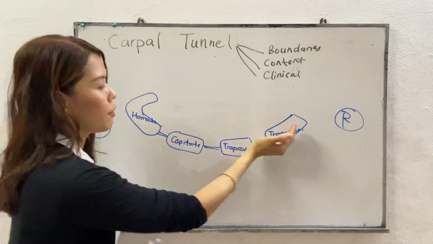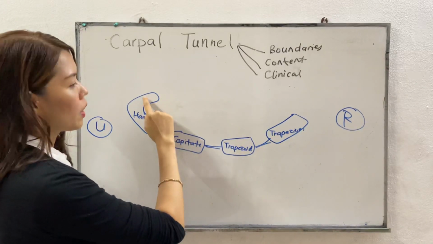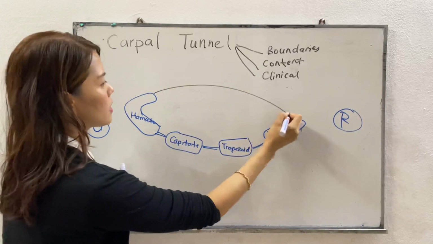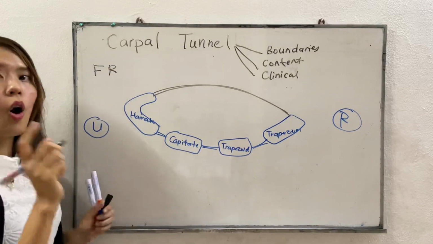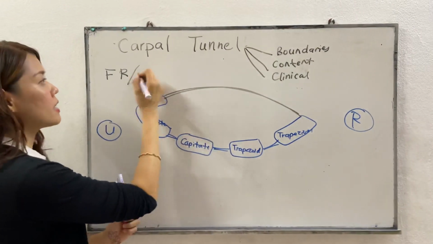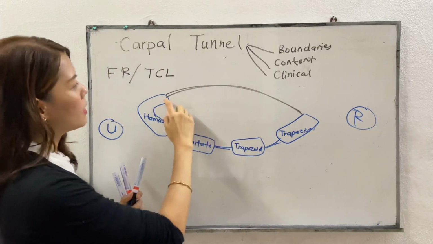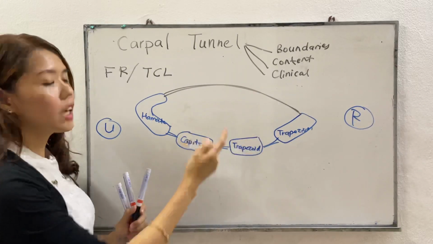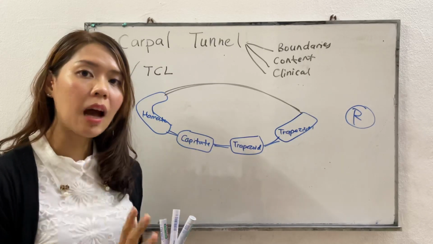It's concave, okay? And there's one more structure which attaches to the hamate and also the trapezium, and this is called the flexor retinaculum, or another name is the transverse carpal ligament. So this is going to convert this region here into a tunnel. And this tunnel is called the carpal tunnel.